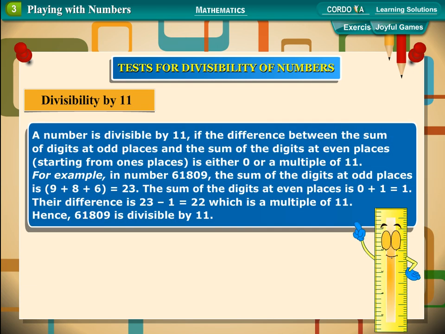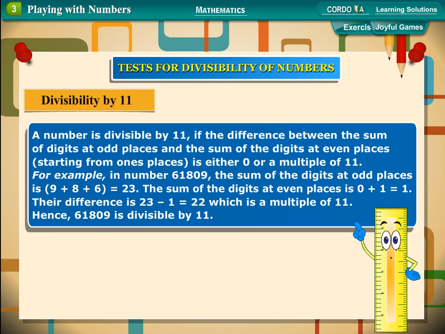Divisibility by 11. A number is divisible by 11 if the difference between the sum of the digits at odd places and the sum of the digits at even places, starting from the ones place, is either 0 or a multiple of 11. For example, in the number 61809, the sum of the digits at odd places is 9 plus 8 plus 6, which is equal to 23. The sum of the digits at even places is 0 plus 1, which is equal to 1. Their difference is 23 minus 1, which is equal to 22, which is a multiple of 11.